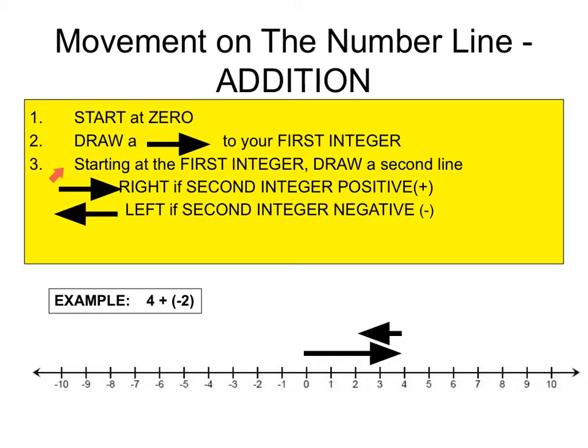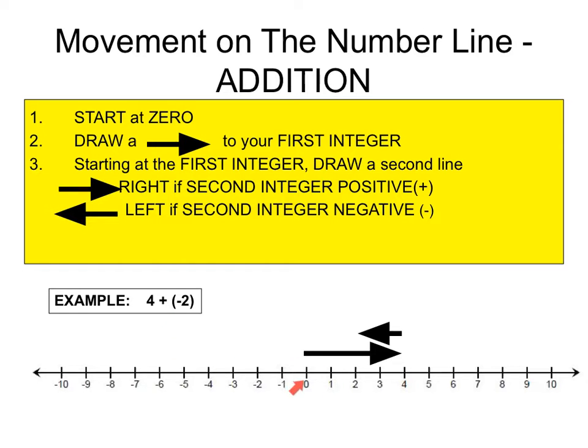Then, starting at the first integer, you're going to draw a second line. And that second line will go right if the second integer is positive, and it'll go left if it is negative. So we have this example, 4 plus negative 2.